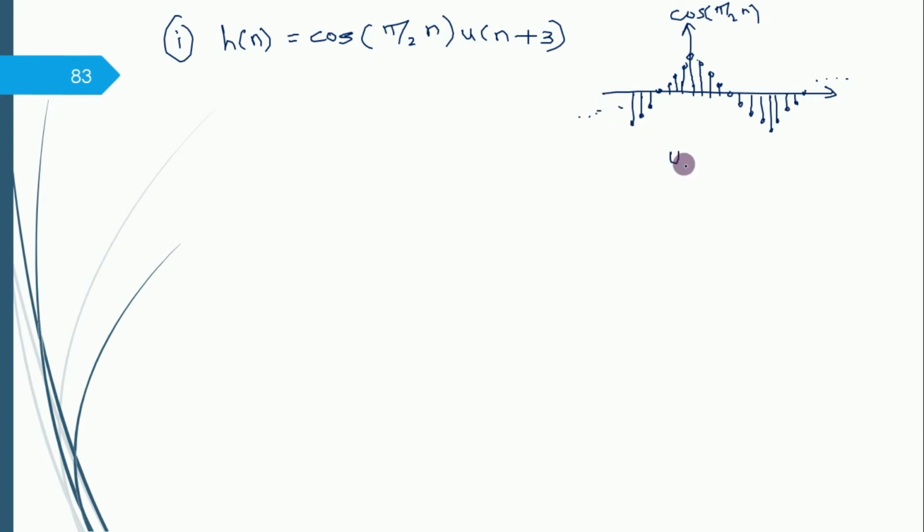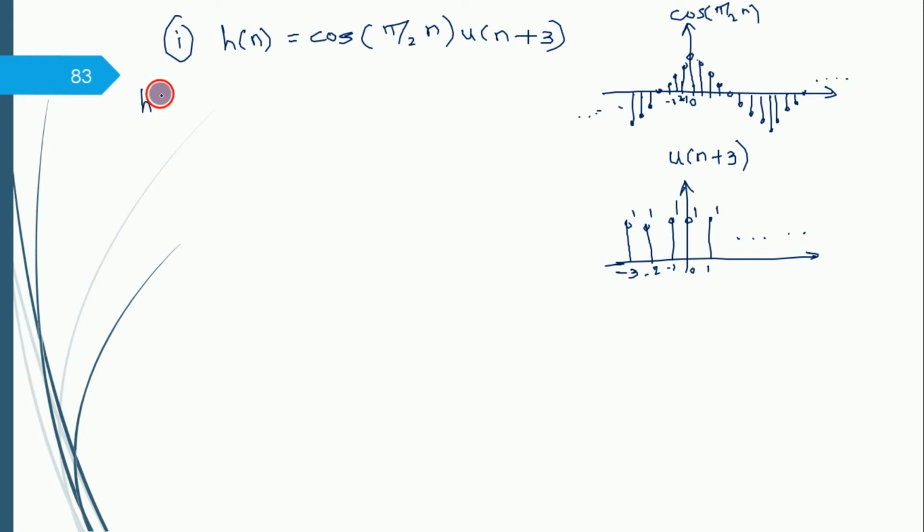Fine. Now u of n plus 3. U of n plus 3 means u of n shifted 3 times onto the left. From 0 it will come at 3. This is amplitude 1. This is amplitude 1. Even this is amplitude 1. Even this is amplitude 1. This is amplitude 1. It will continue thereafter. So this is how it is given. Now if I multiply from here to here, it is 0, minus 1, minus 2, minus 3. So up till here it will be preserved. Thereafter it will be varying in this fashion till infinity. So that's the given question.